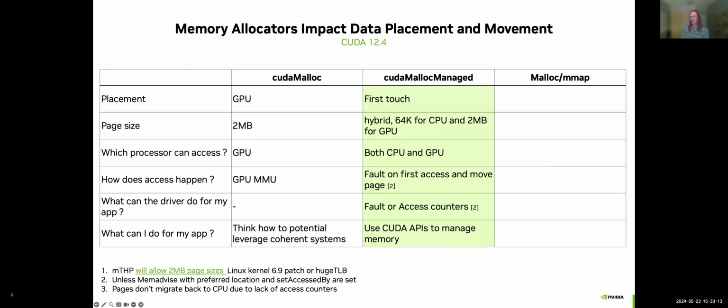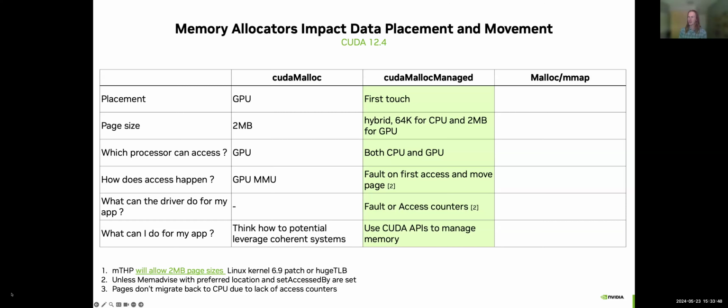This changes the way the data is handled and the way the data is visible across the system. First, cudaMallocManaged data is allocated at first touch. So if you have cudaMallocManaged and then the CPU initializes the data, be aware that the data is now resident in the CPU's LPDDR, not the GPU's HBM3. The page size will be a mix of whatever's available on the CPU and whatever's available on the GPU. We recommend 64K pages on the CPU, but you can use 4K pages if you must. 2 meg pages on the GPU.